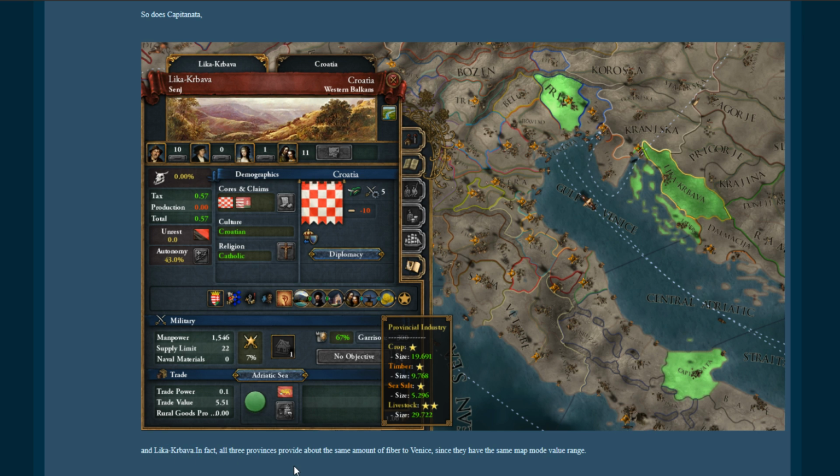In fact, all three provinces provide around the same amount of fiber to Venice, since they have the same map mode value range. So they're technically all the same distance away. I'm assuming then that there's no road in Friuli, so it's going slower from Friuli to Venice. Lika Krabavka has a port, but not a very good one. So it's transporting across the water to Venice. And then Capitanata, I'm assuming because there's two sea tiles, or I guess three, it's got a very good port. Either that or it's transporting to here and then to here, something like that. But it's got a better port than Lika Krabavka, I would assume.